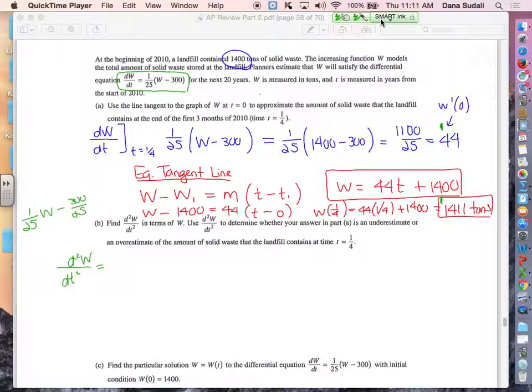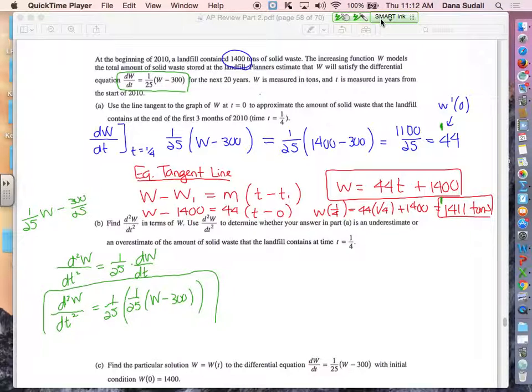So second derivative, 1/25 W, the derivative would be 1/25. You took the derivative of something that wasn't a t, so you'll have dW over dt. And the derivative of that 300 over 25, if you simplified it or not, is 0. And then finally, we can take out that dW over dt and replace it with what it was equal to. So it was 1/25 W minus 300. And there's your second derivative. You don't have to do anything else with it.